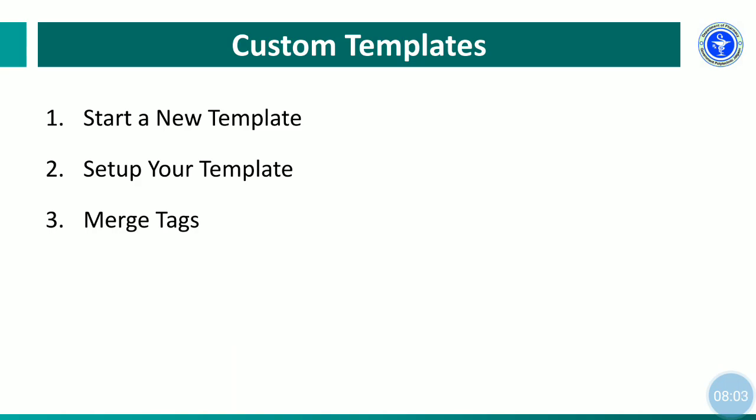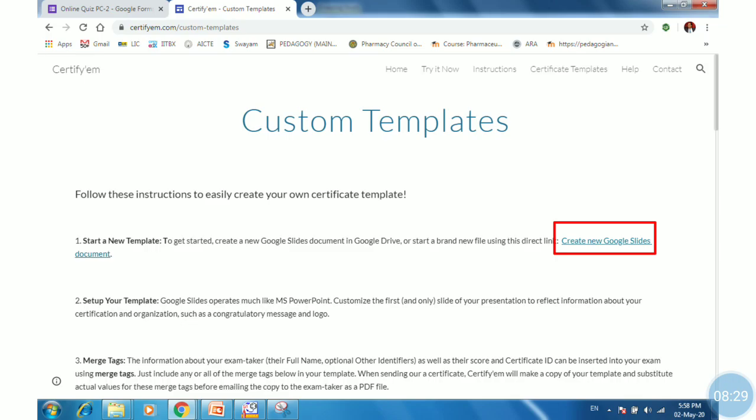Then you have to use a custom template. For that, you have to develop a new template in Google Slides. A PowerPoint presentation is not useful for custom templates. You have to make the design of the certificate in Google Slides only. Then set up your templates and merge tags. This is very important, that is merge tags. You can get a custom template link on the homepage of Certify M.